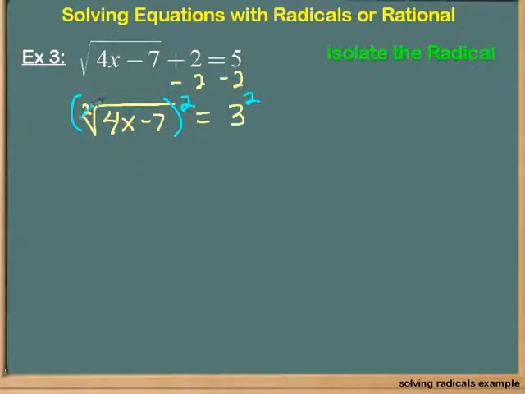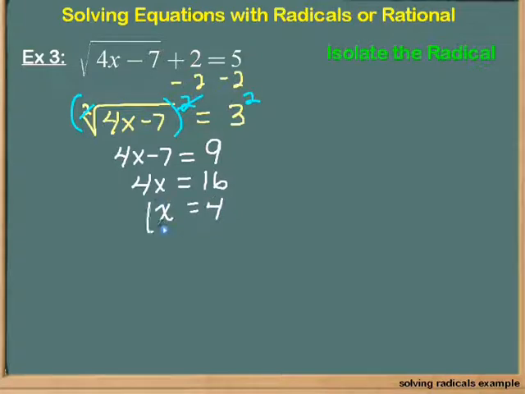So this square root counters the square, and I'm left with 4x minus 7 equals 9. Go ahead and use your simple algebra to get the rest of this job done, and x equals 4. That is your answer.